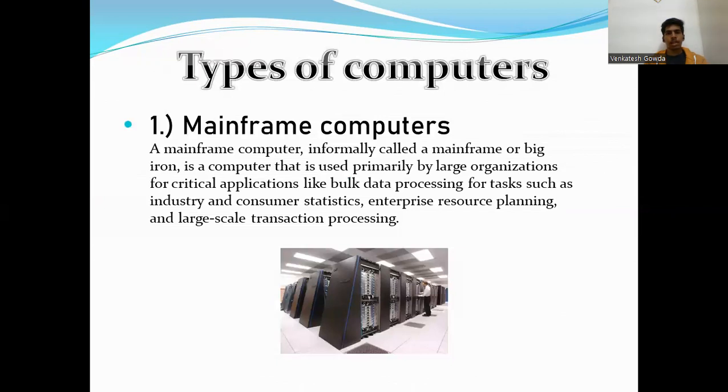Next, we shall discuss the types of computers. So first is the mainframe computer. A mainframe computer, informally called a mainframe or big iron, is a computer that is used primarily by a large organization for critical applications like bulk data processing for tasks such as industry and consumer statistics, enterprise resource planning, and large-scale transaction processing. So here we can see how a mainframe computer looks.